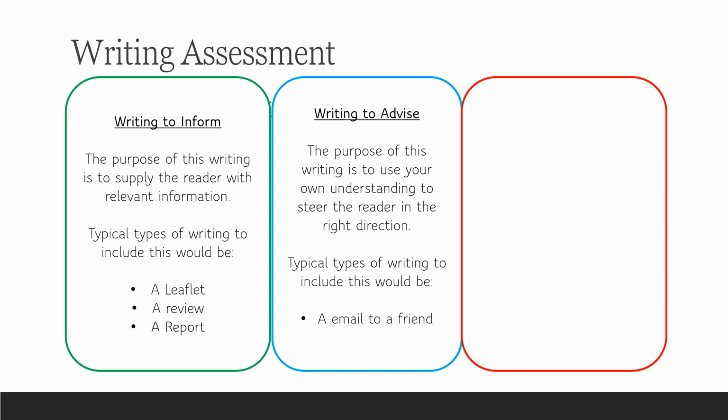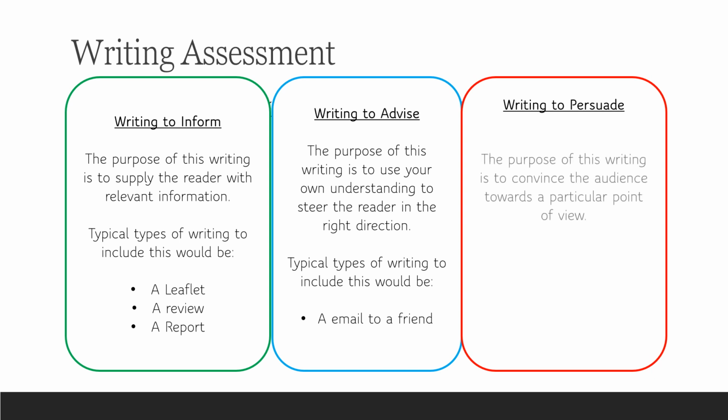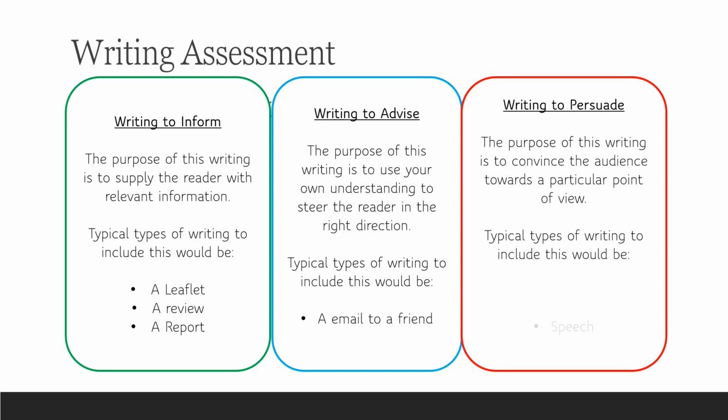The next one then is writing to persuade. So the purpose of this writing is to convince the audience towards a particular point of view. Now typically we're going to see this in things like a speech, a blog, and also in things like writing to the council, if you're going to write a letter of complaint, for example, if you're asking for any kind of fund request as well, because that often comes up in some of the assessments as well. So there we have it, our three different types of writing that you're going to have to think about there. So writing to inform, to advise, and persuade.